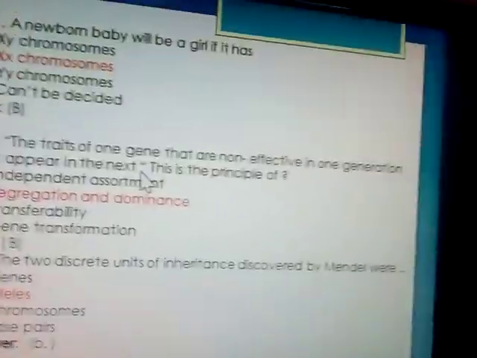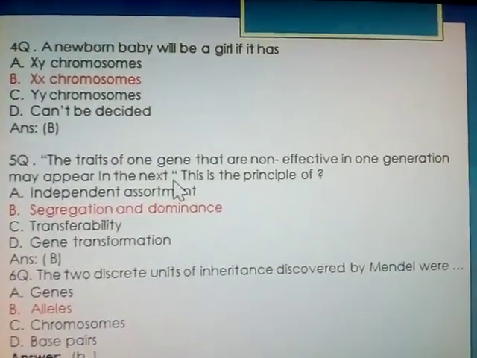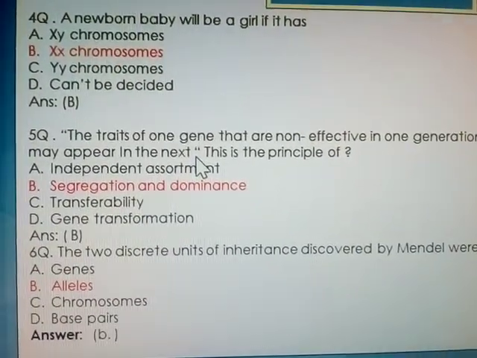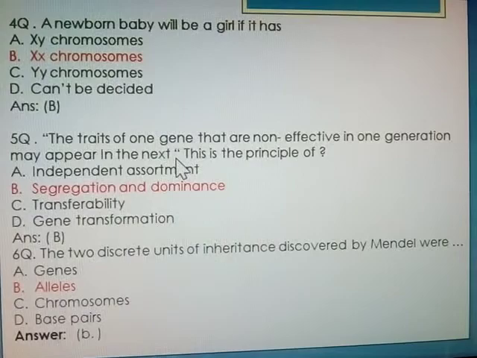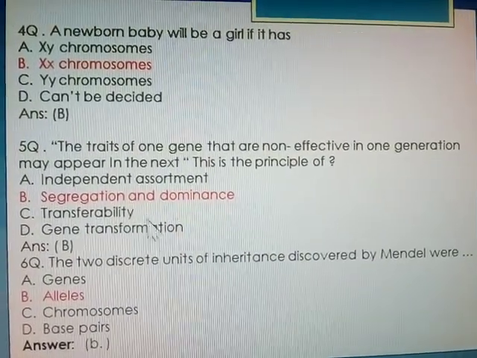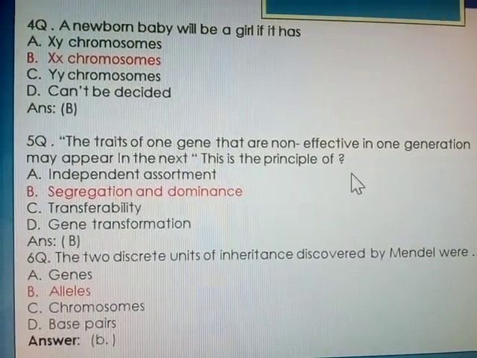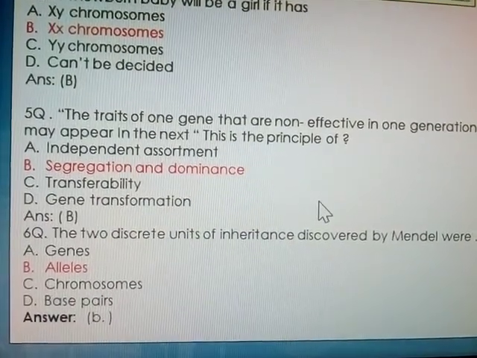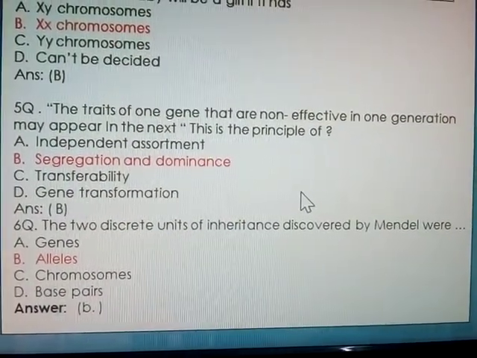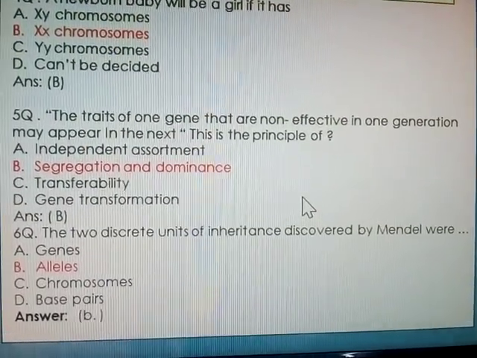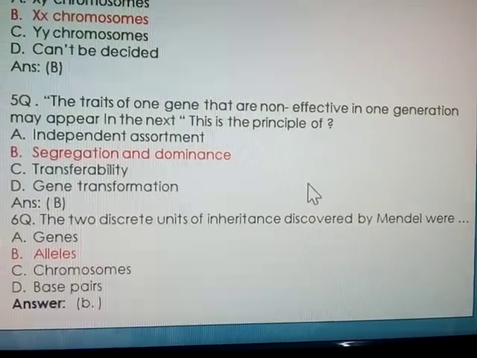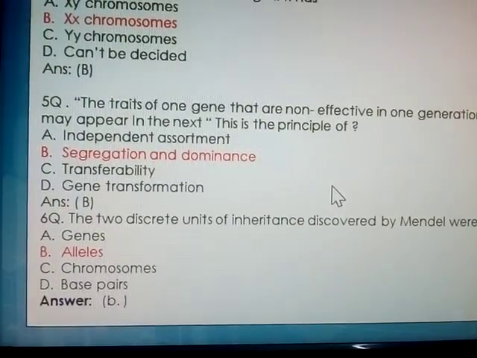Same question, but asked differently. Next, fifth one: the traits in the gene that are non-effective in one generation may appear in the next. This is the principle of segregation of dominance. Next, last one: the 2 discrete units of inheritance were discovered by Mendel. Answer, Mendel. Thank you.